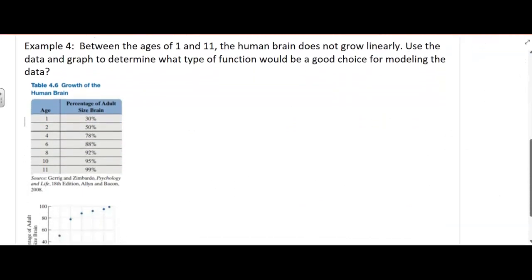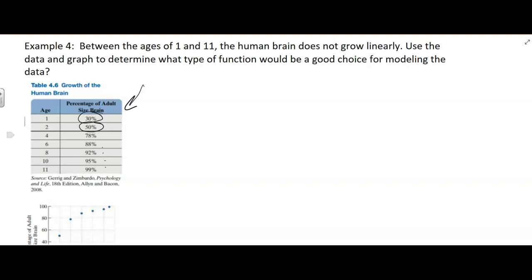All right, so now here we have an example. Between the ages of 1 and 11, the human brain does not grow linearly. Use the data and graph to determine what type of function would be a good choice for modeling the data. Okay, so they give you this data so that at age 1, the percentage of the adult sized brain is 30, then at age 2, it's 50%, and then it keeps increasing.